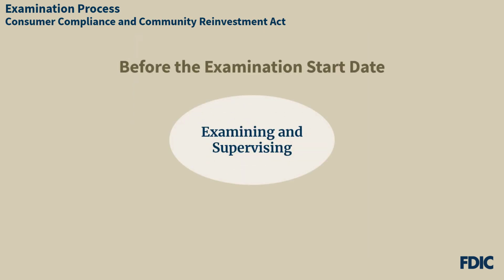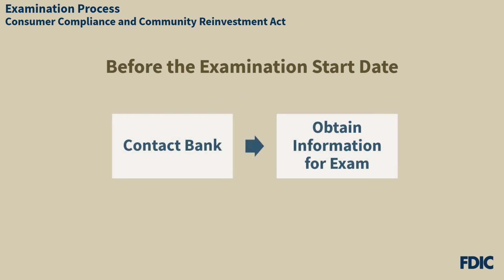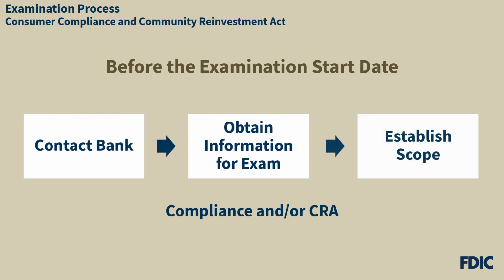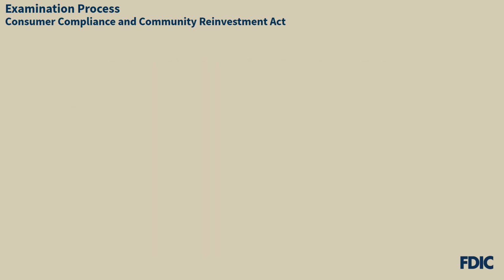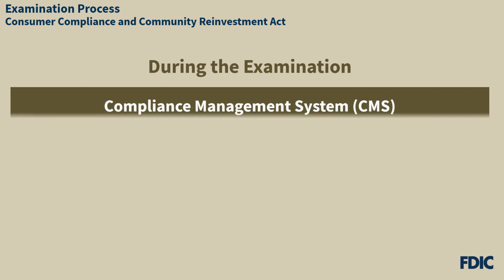Similar to the process for risk management exams, ahead of the consumer compliance and CRA exams, the local field office contacts the bank and obtains information for the upcoming examination activity. This could be a consumer compliance exam, a CRA exam, or both. Then, the EIC will review available information to determine the exam scope and which activities will be completed on-site and off-site. During the consumer compliance exam, examiners will assess the adequacy of a bank's CMS.